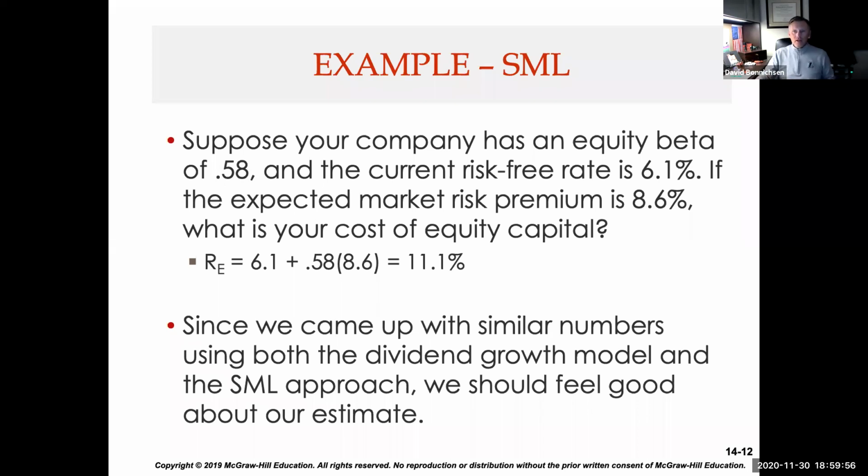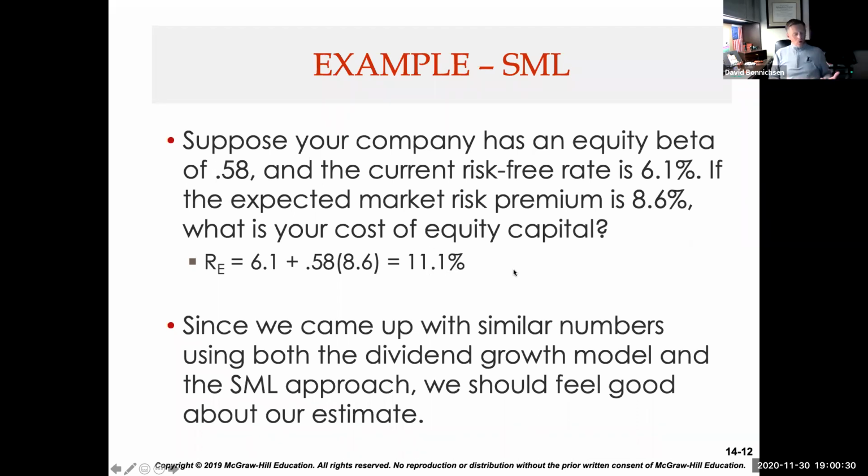So this company has less systematic risk than that of the market, by 42%. The current risk-free rate is 6.1%. And if we have an expected market premium of 8.6%, then we simply use the CAPM model to determine our cost of equity. Risk-free rate plus beta times our market risk premium gives us 11.1%.